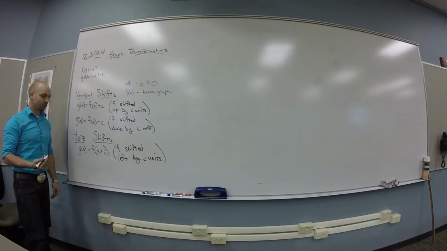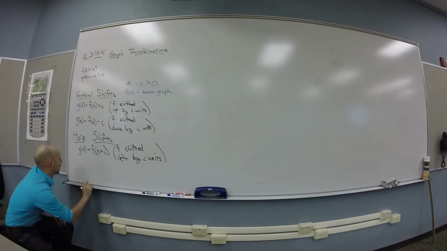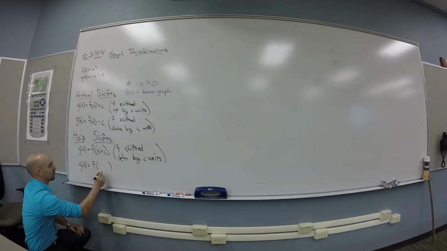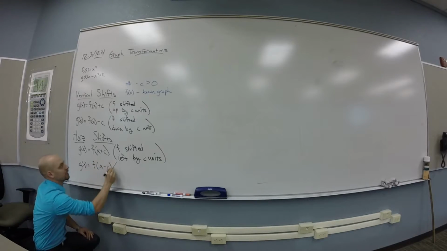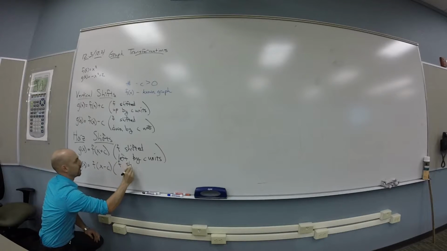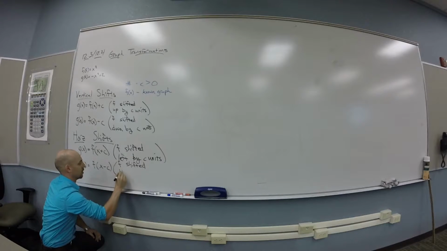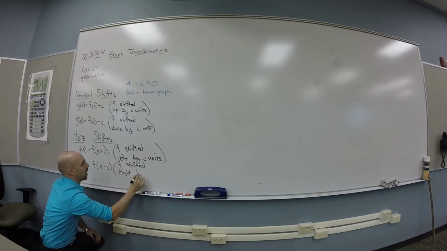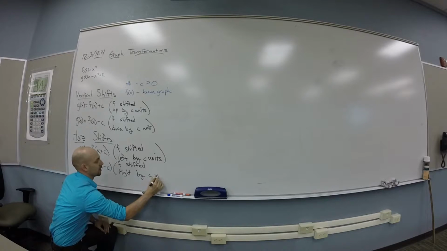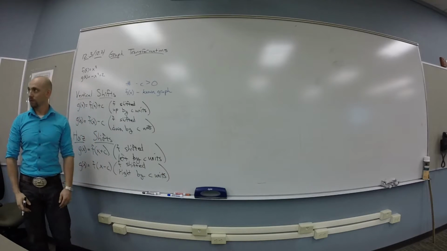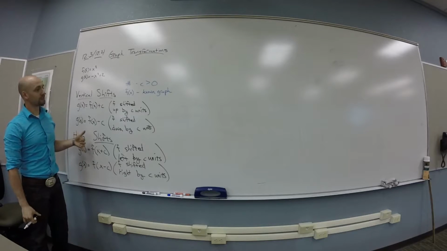If I wanted to shift right by c units, what would I write? I'd write g of x is f of x minus c. Perfect, x minus c. And that'd be f shifted right by c units. Cool? Okay, so those are my shifts.